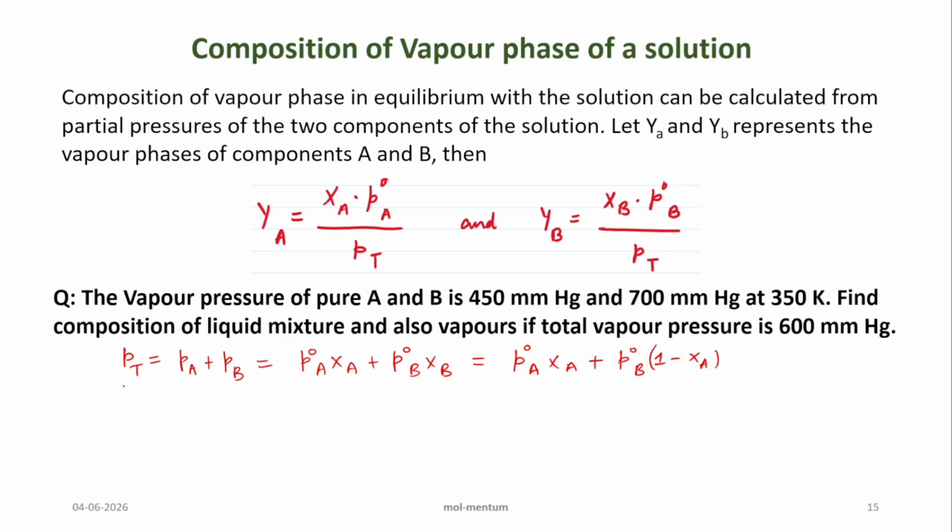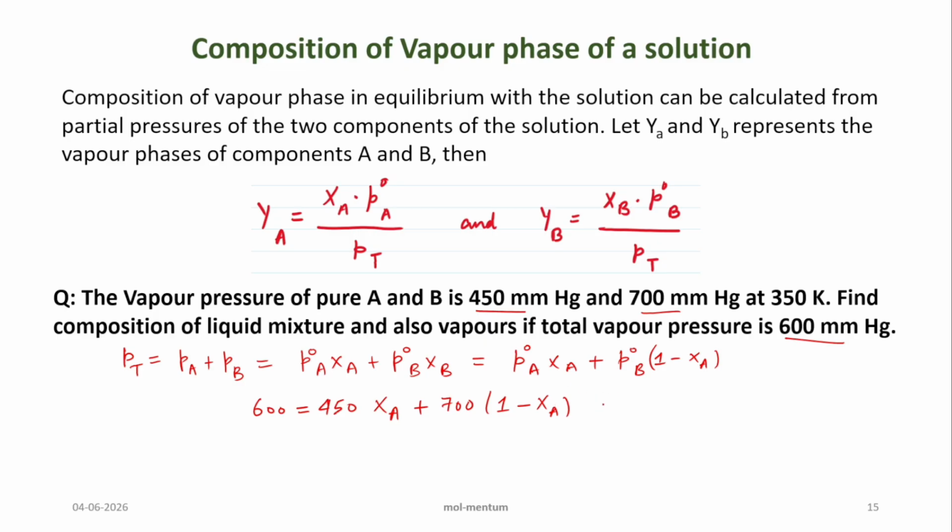Now we know PT. It is written 600 mmHg. So 600 is equal to P naught A, which is also given, 450, times chi A. This chi A we have to calculate, so I'm writing it as it is, plus P naught B, which is also given, 700, times 1 minus chi A. I have written it as it is.